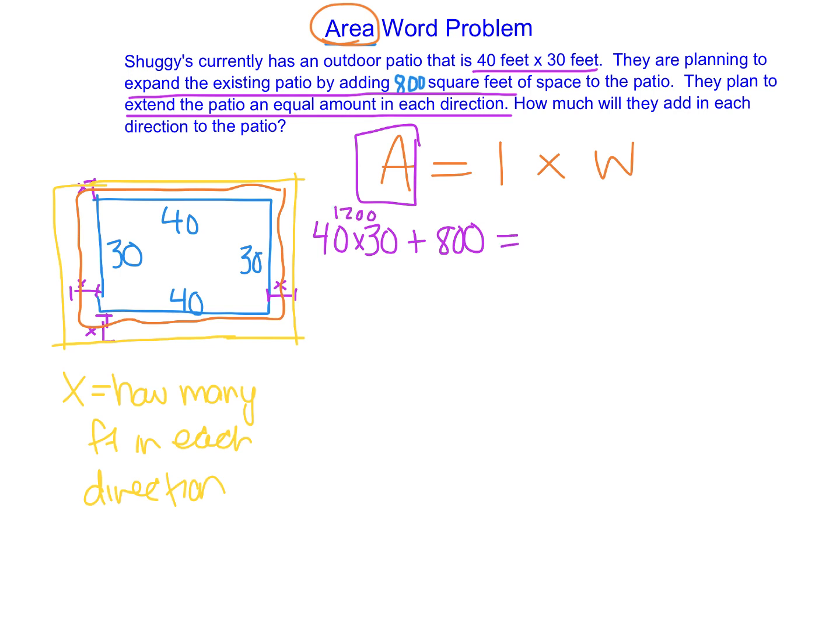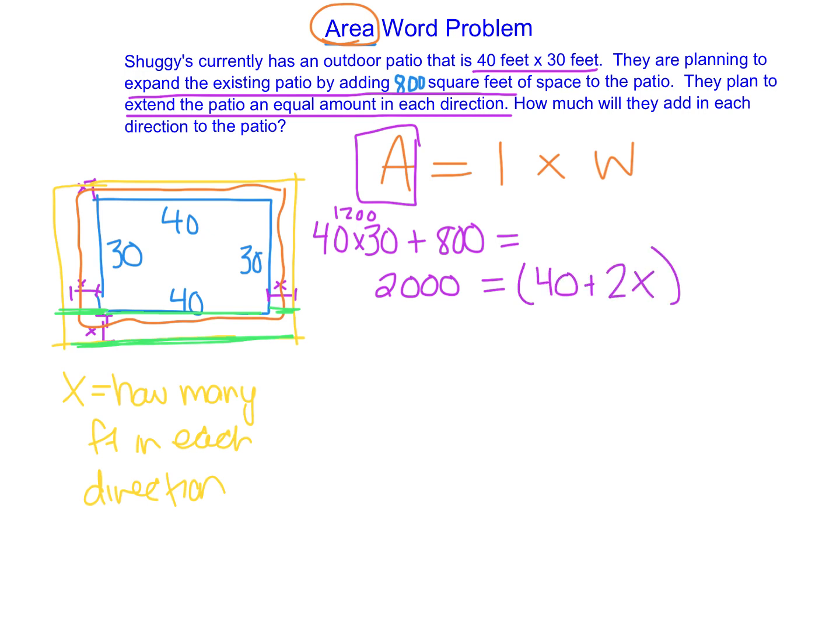So 1,200 plus 800 means that my total area is going to be 2,000 square feet. Then my length is this distance right here. Well, from looking here, I can see that this distance is 40 plus an x in this direction and an x in this direction. So my length is going to be equal to 40 plus those 2x on each side.